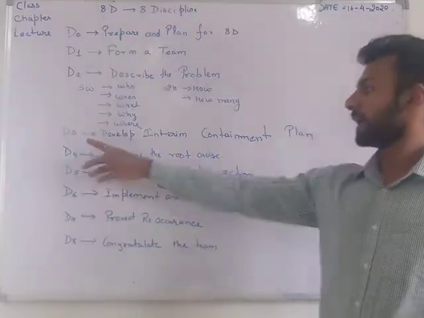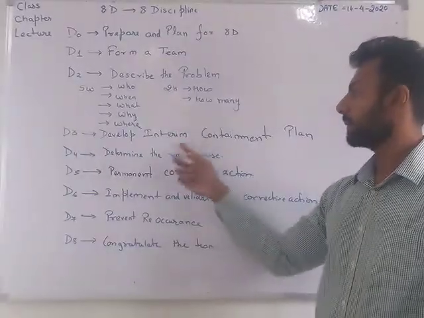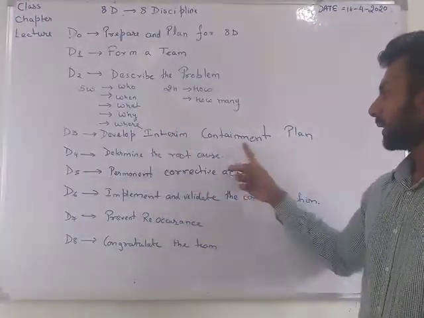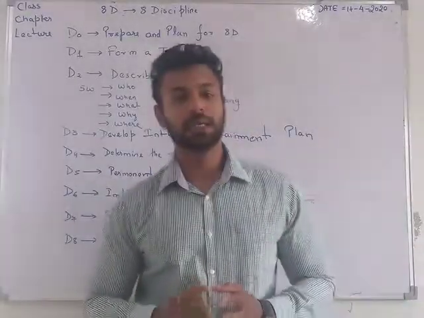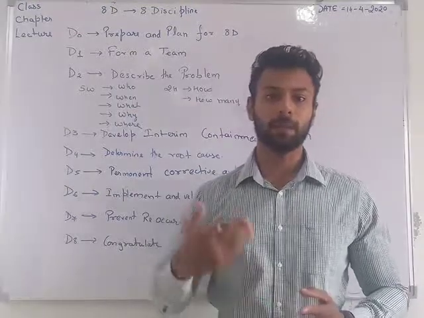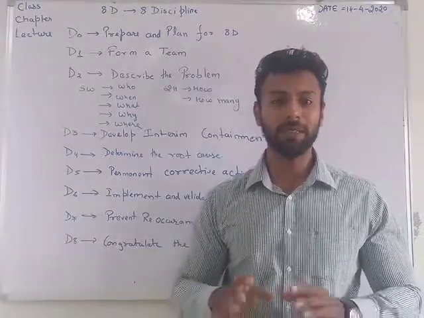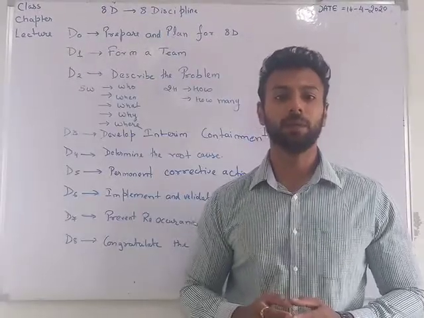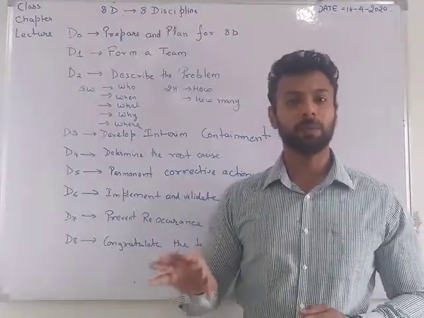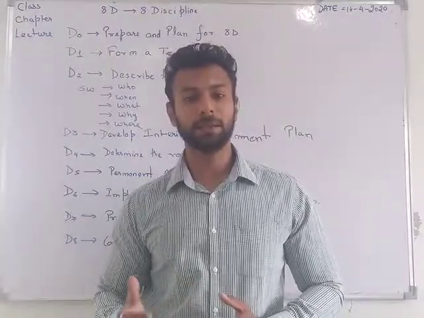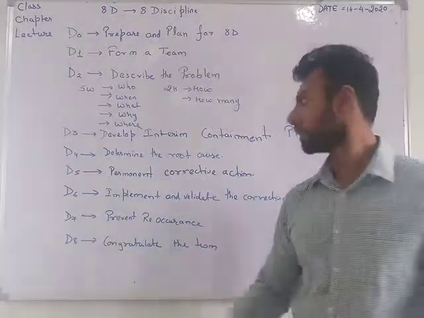After that, we have D3, develop interim containment plan. The interim containment plan is the initiative the company or the plant will take to stop that problem immediately. To solve that problem, we have to stop the problem at its source. So that's called the interim containment plan.